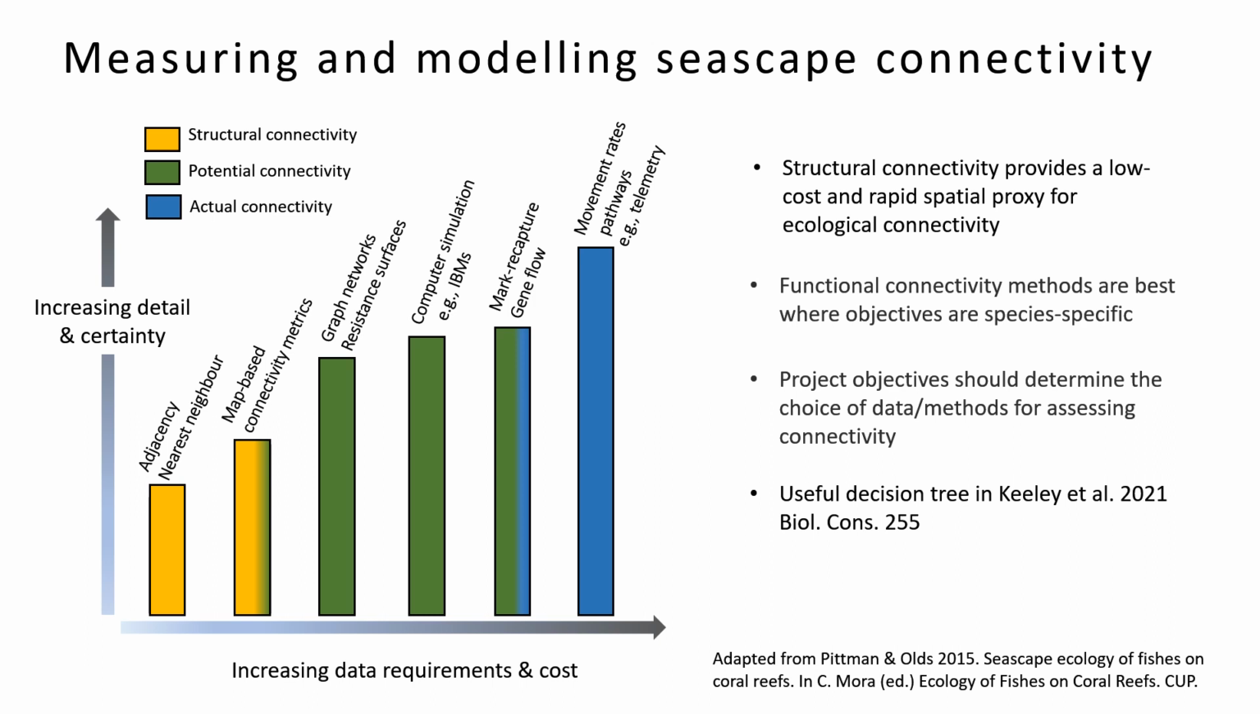Actual connectivity techniques in blue, such as acoustic and satellite telemetry, are capable of providing the strongest evidence of connectivity pathways. The choice of techniques or combination of techniques, however, will depend on the objectives, data availability, time frame available and the budget. In general, the functional connectivity techniques are best where objectives are species specific. To help assess the pros and cons, a useful decision tree was provided by Keeley et al. 2021 in a paper in Biological Conservation.